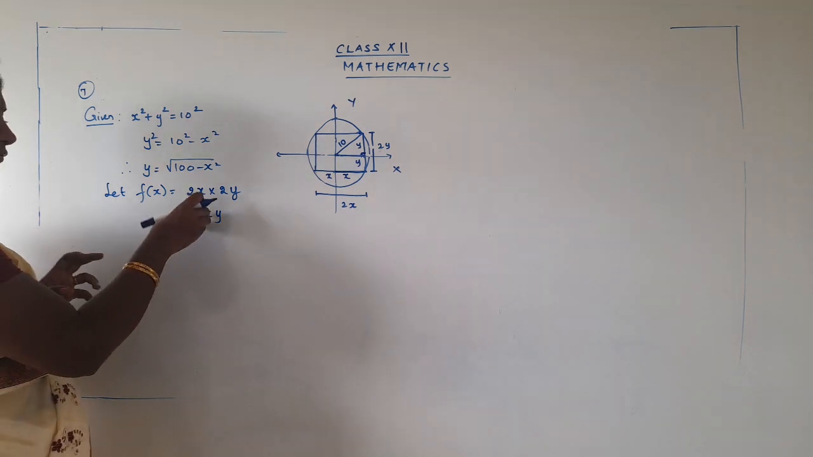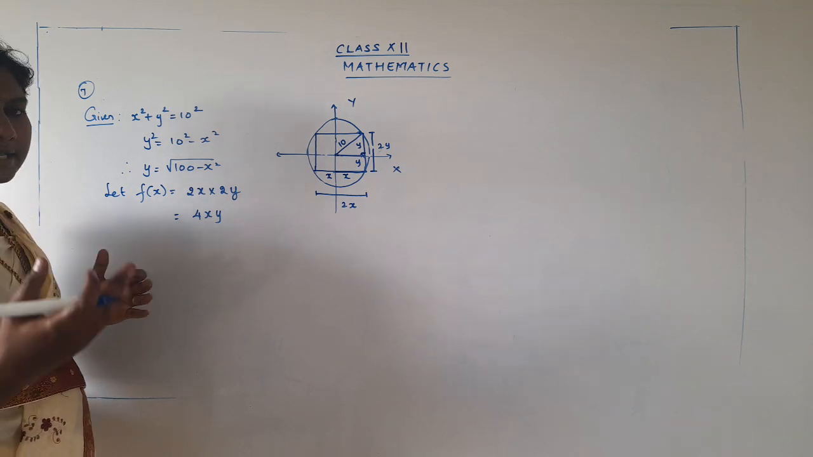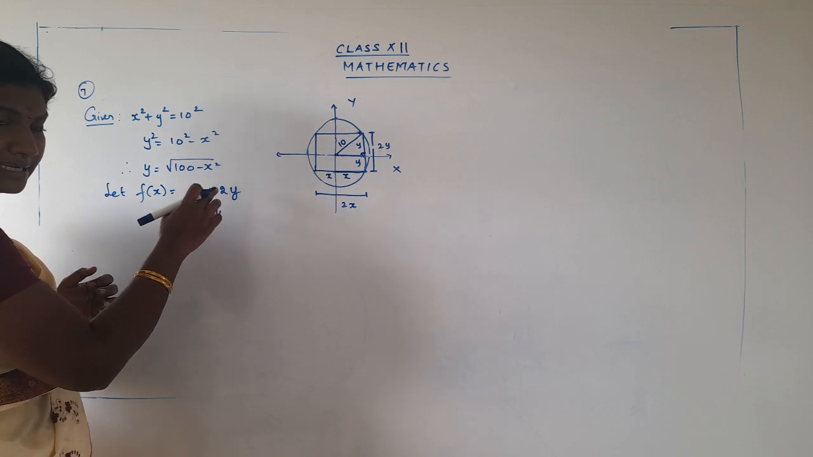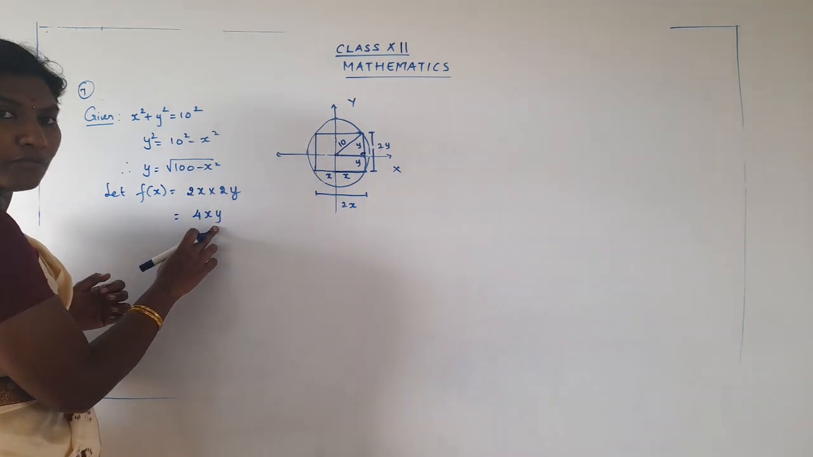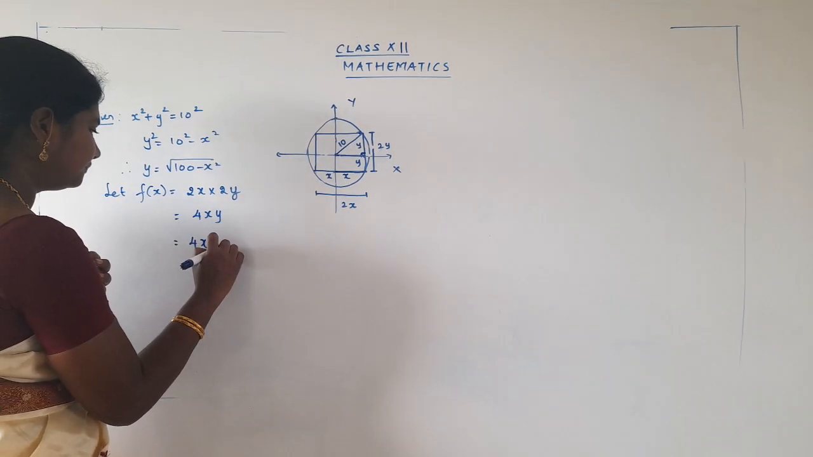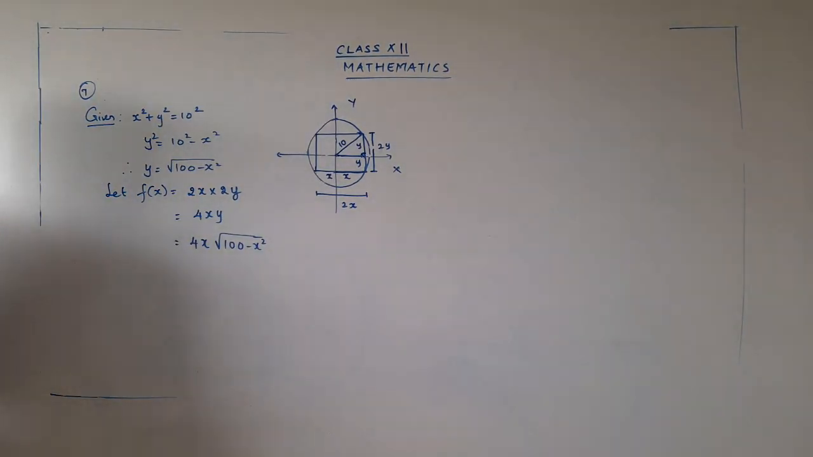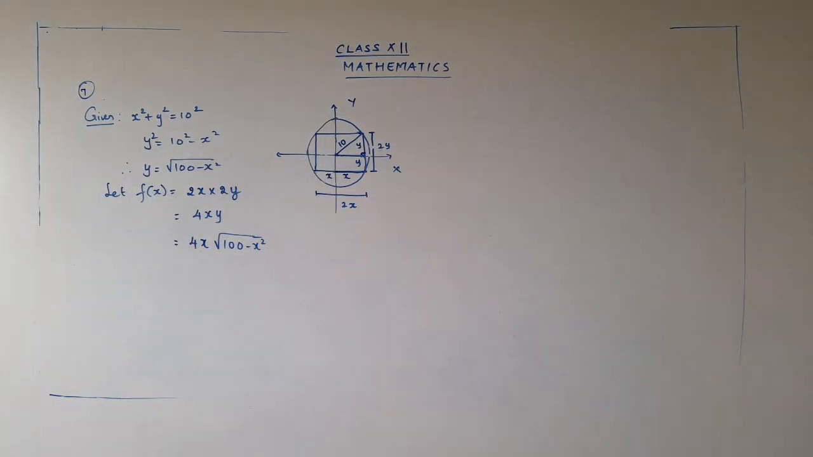Now here we have the function in two variables. We never keep the function in two variables. It's not easy for calculation. So you have to make it a single variable. So I'll substitute the value for y over here. So I'll get this is equal to 4x square root of 100 minus x square. Here are the steps. So I've taken down the function 4x square root of 100 minus x square.